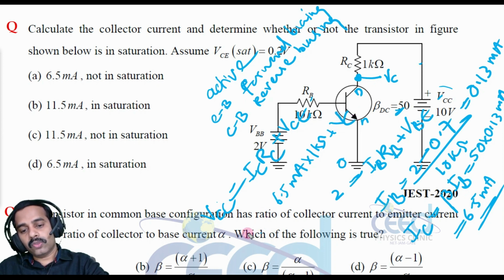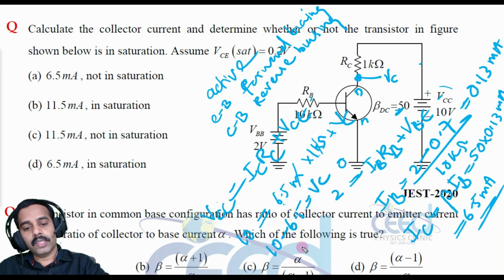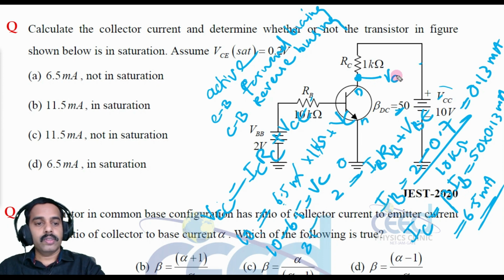The VC value is already given, I can substitute 10 volt. So 10 minus 1 kilo ohm into 6.5 milliampere, the milli and kilo ohm will cancel. So 6.5 plus VC. So 10 minus 6.5 is equal to VC. So that is 3.5. This collector voltage is equal to 3.5, right?